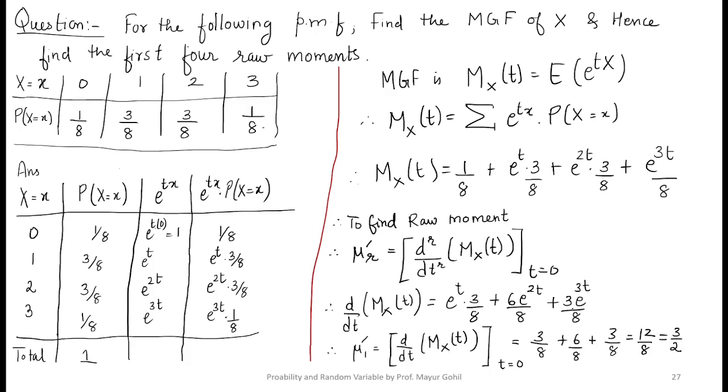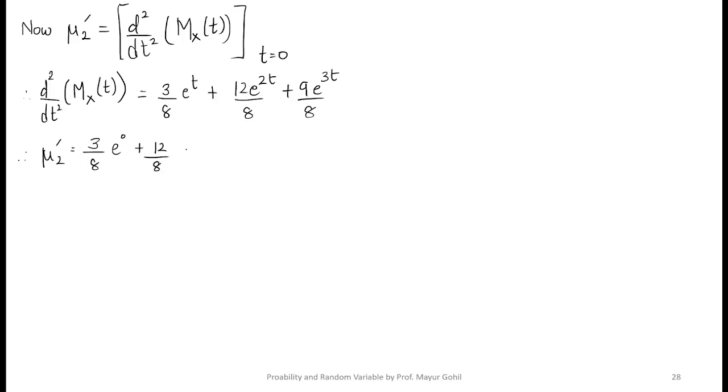So what we will get is, for the first part, 3 by 8 e raised to t, no change there. The next part will become 12 into e to the power 2t divided by 8. The next part will become 9 into e raised to 3t divided by 8. Now this is to be evaluated at 0. So therefore mu2 dash is going to be 3 upon 8 e to the power 0 plus 12 upon 8 into e raised to 0 plus 9 upon 8 into e raised to 0.